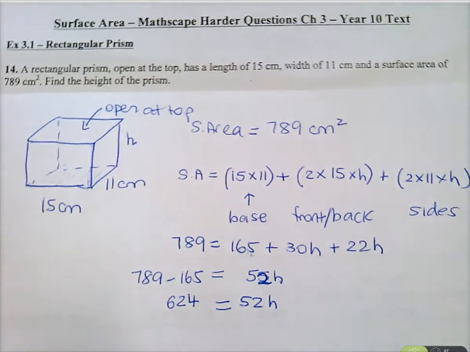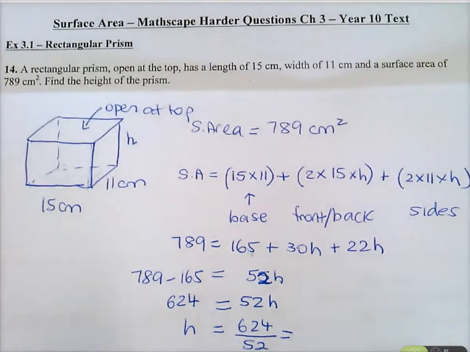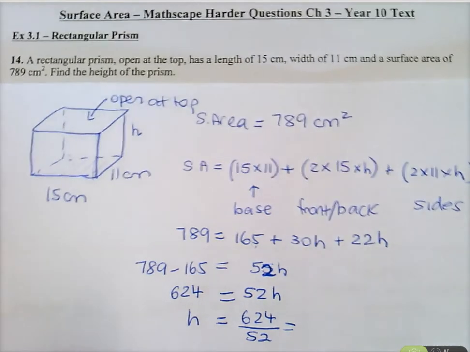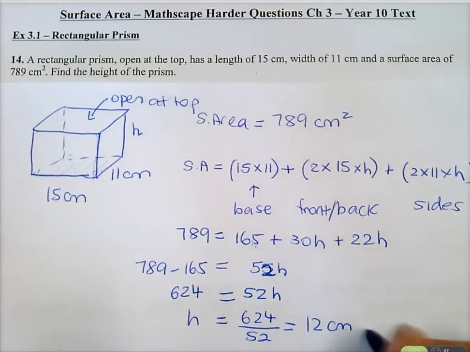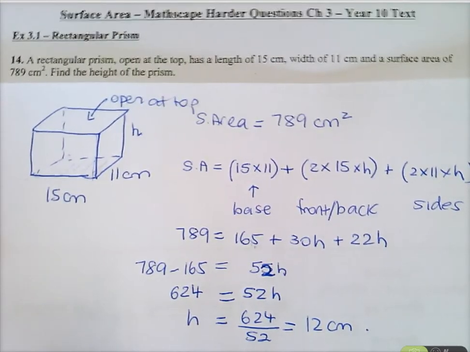Is 52h 624? So what's h? Yeah, 624 divided by 52, which is? Calculator, girls. 12. And therefore that's your height. First question done. Not that hard.